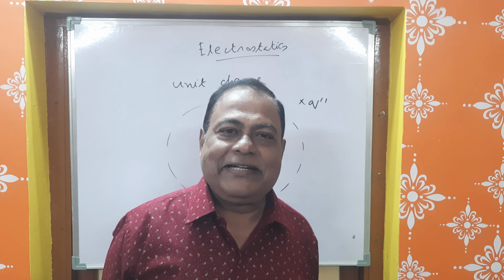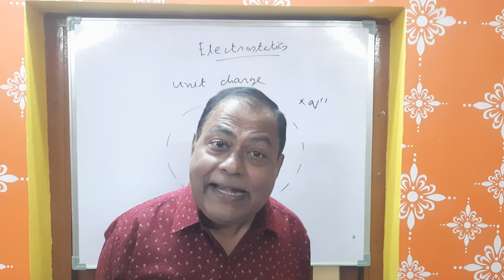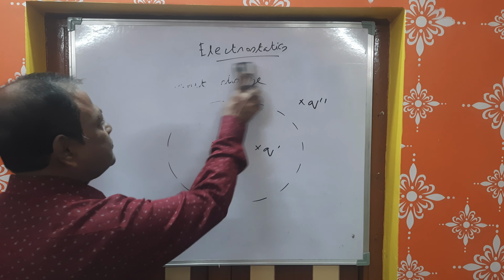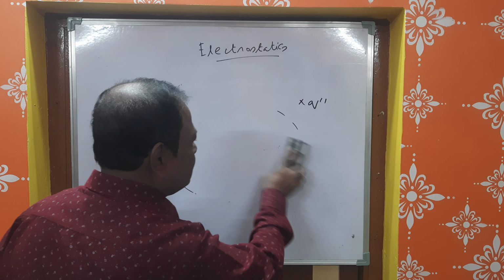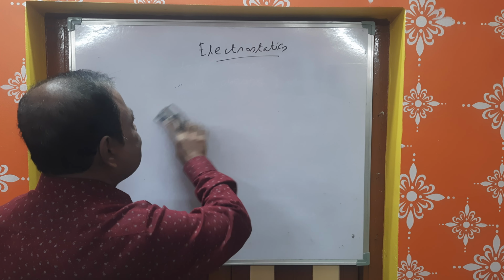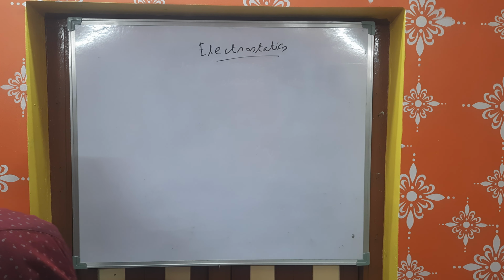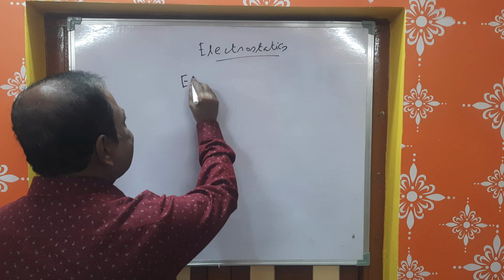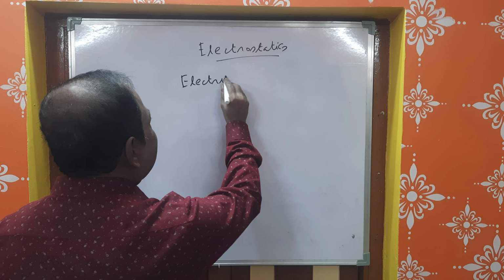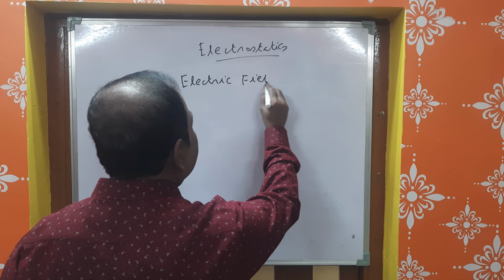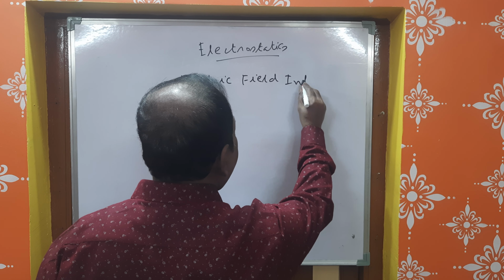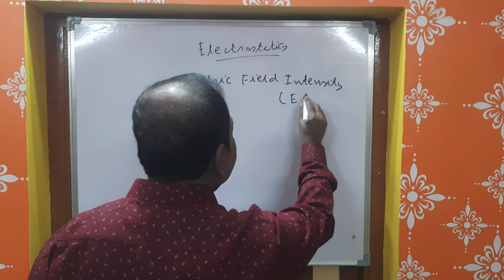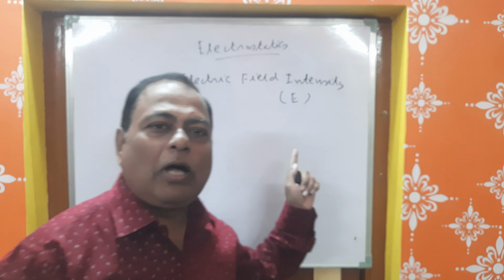Now, how do we measure this electric field? We can measure it by the term called electric field intensity, denoted by the symbol E.